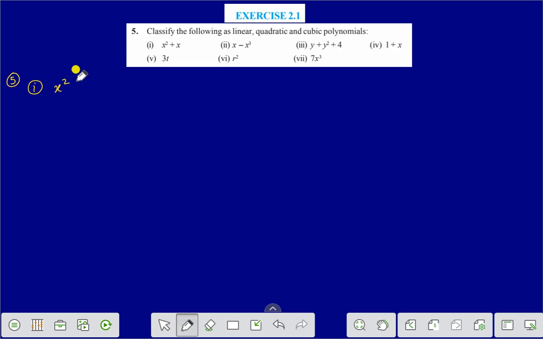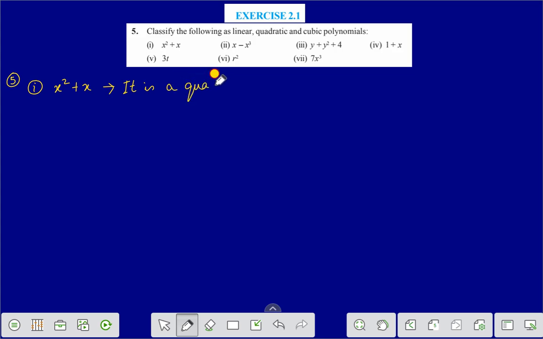x square plus x. Here you see that the degree of this polynomial is 2. Highest power is x to the power 2. Therefore, the degree is 2. As the degree is 2, therefore, it is a quadratic polynomial.